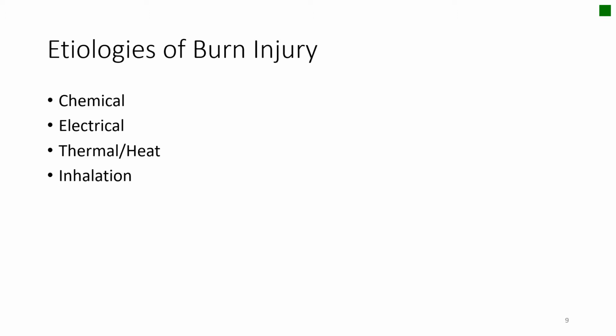There are 4 types of burn injuries, and that is chemical, electrical, thermal or heat, and this can also be referred to as flame or scald injuries, and inhalation. Chemical burns generally occur in a laboratory setting, and once the chemical is on the skin, the tissue disruption will continue until the irritant is removed or neutralized. So the initial treatment for this type of injury is to apply copious amounts of water or normal saline irrigation.